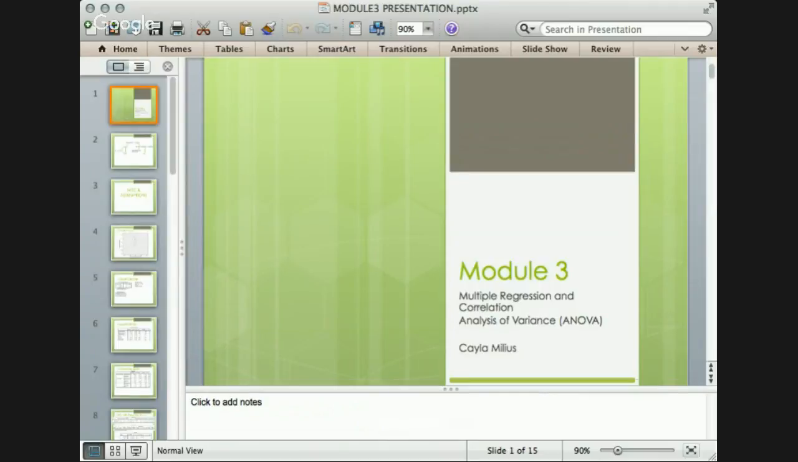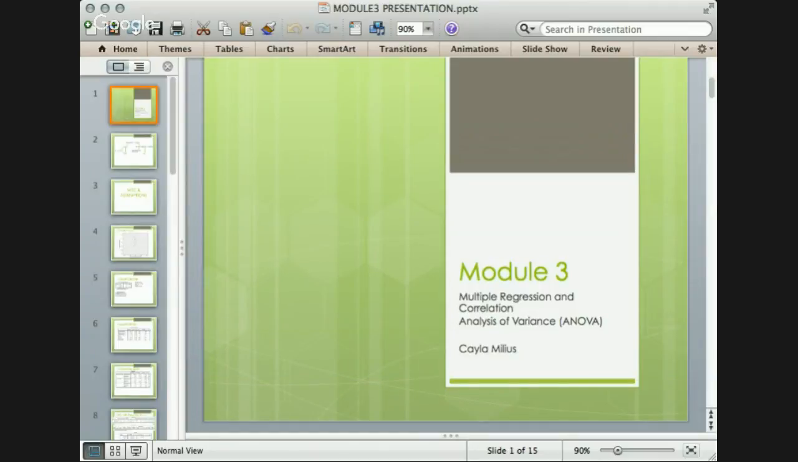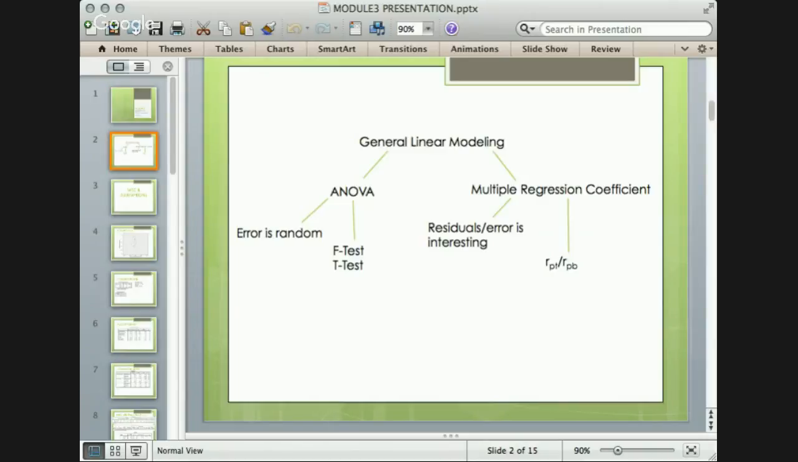Okay, so we'll start out with my module: multiple regression and correlation and ANOVA. First we're going to talk about the basic differences and similarities between ANOVA and MRC. They're both under general linear modeling. We have ANOVA, which has error as random, and then we have multiple regression correlation, which treats residuals and error as interesting. Both of these measure the difference an independent variable makes on a dependent variable, but they differ in the test they apply to the significance of that difference.